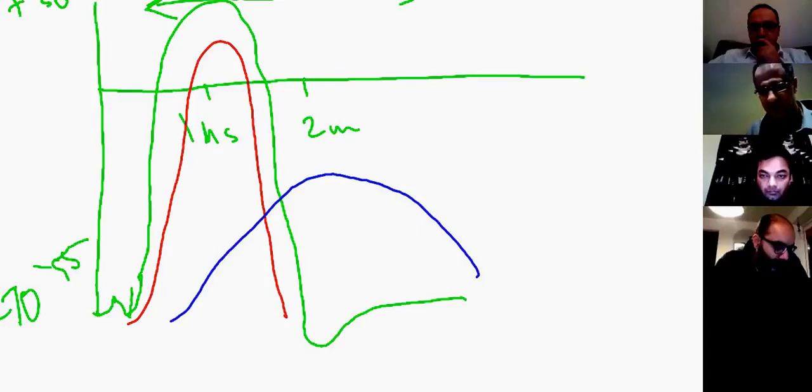They block the channel completely. So therefore, no sodium can get in. Therefore, no action potential can propagate. Does that make sense? That's the clinical application there.